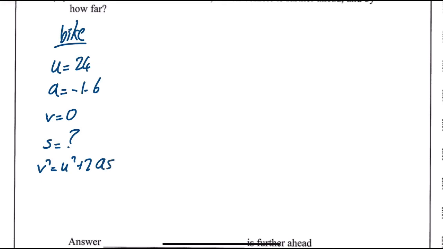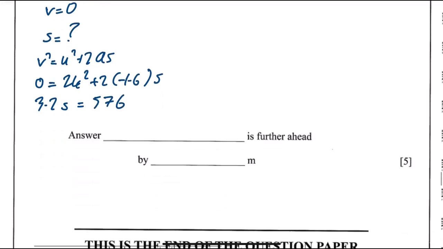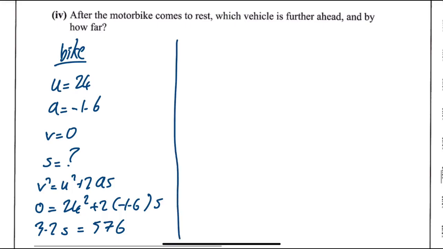So we've got 0 is equal to 24 squared plus 2 times my a, which is minus 1.6, times my s. Bring that across, and a bit of rearranging. That's going to be positive 3.2 times s is equal to 576, so my s is 576 divided by 3.2, which gave me s equals 180 metres. So we know the bike in whatever time has gone 180 metres.